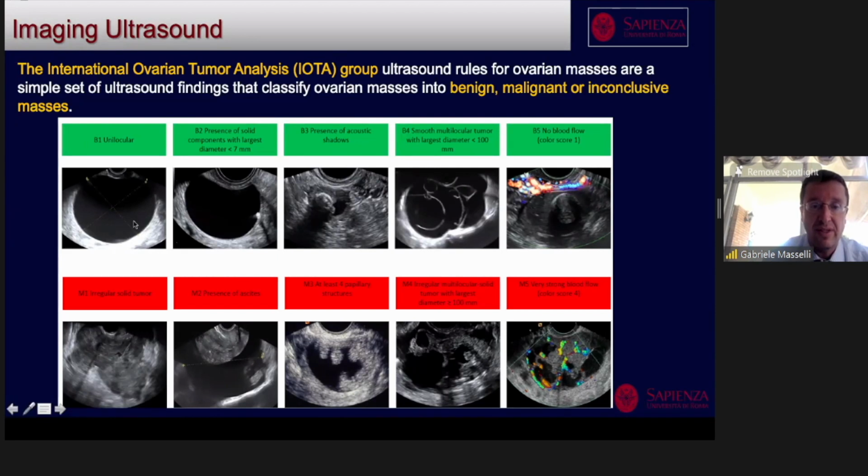Ultrasound established 10 criteria, 10 signs to differentiate benign from malignant, and using this approach, we can reach a correct differentiation between benign and malignant in about 80 to 85% of the cases. It's important not only to evaluate the morphologic features, but also to evaluate the vascularization using power and color Doppler.